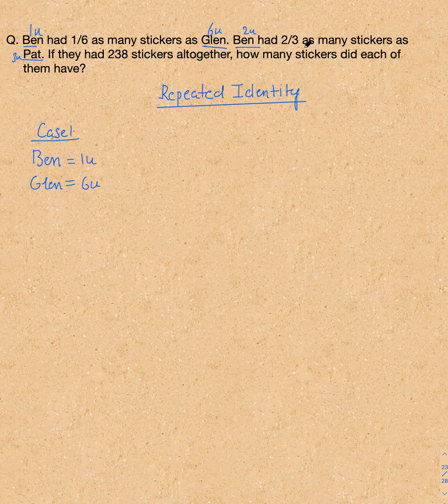Then how about the second case? Here Ben had 2 by 3 as many stickers as Pat. So let's write our case 2, in which again Ben is there, he's repeating, and Pat is there, he's a new guy. So we have a new name here, Pat. When we compare Ben and Pat's stickers, Ben is 2 units and Pat is 3 units. So clearly you see both the places Ben is repeated, right?